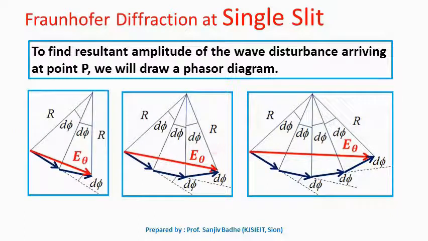Let us extend it to the case of 4 vectors, 1, 2, 3, 4, and this is the resultant amplitude E theta. The same thing can be extended to n number of vectors, and we can get the resultant amplitude due to n number of waves. This phasor diagram can be simplified, and with that simplified diagram we can calculate the resultant amplitude of the wave disturbance arriving at point P. So, let us see how that is done in the next slide.